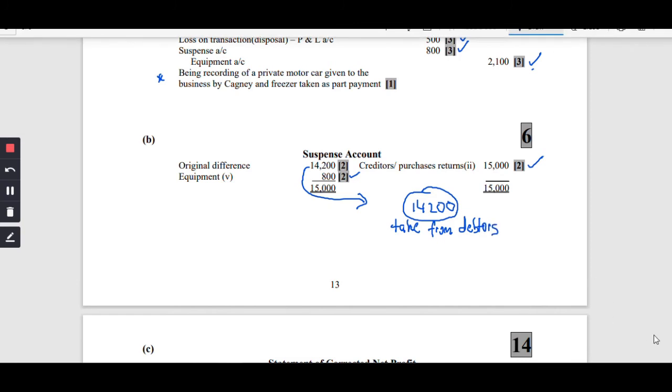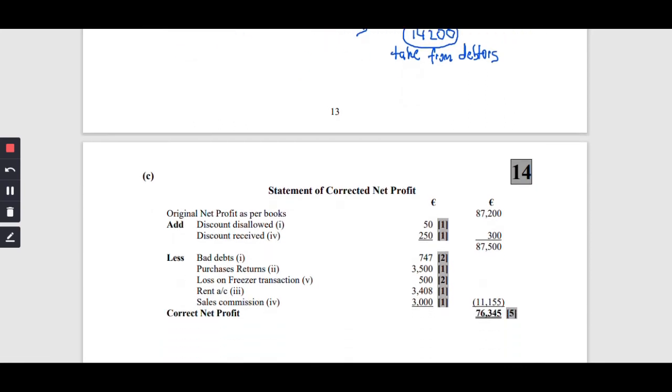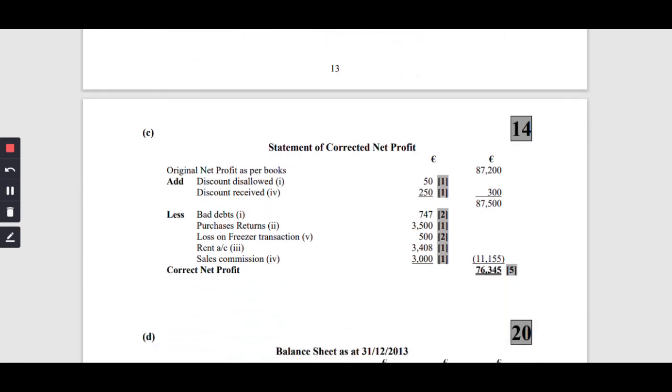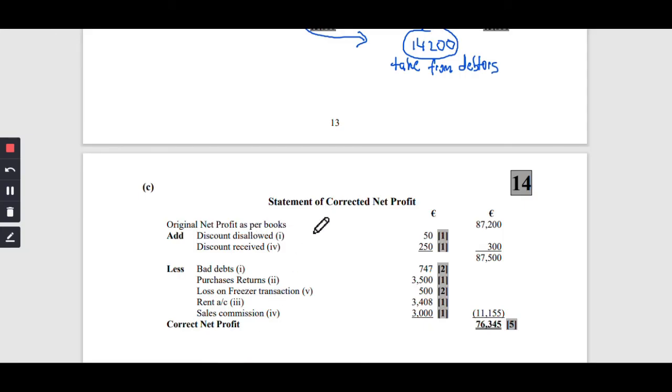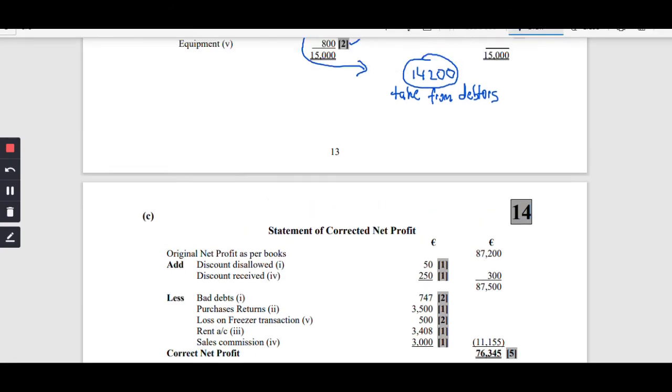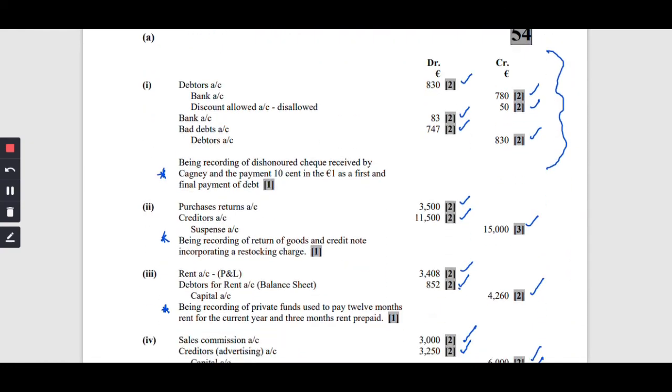The third part of the question: statement of corrected net profit. This is why, when I was going through the notes, each time I made a note on the right hand side of each note. So if we look here, original net profit from the books, that comes from the balance sheet up here. Here it is, net profit 87,200. So we take that figure and we take all the things from our notes.